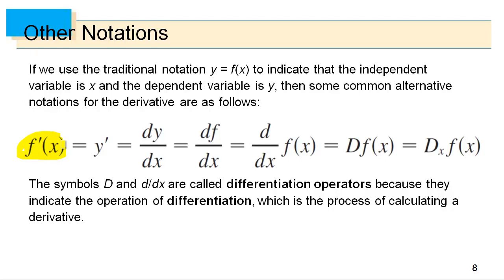This way is probably the most common. This way shows up a bit. And then anything with the d's, dy dx, is probably second most common to f prime. df dx you don't see that much, but you do see d dx of some stuff, right? So those are the four most common ones.